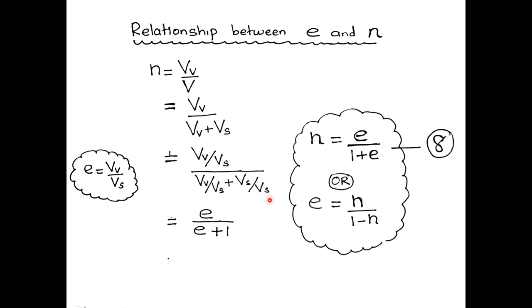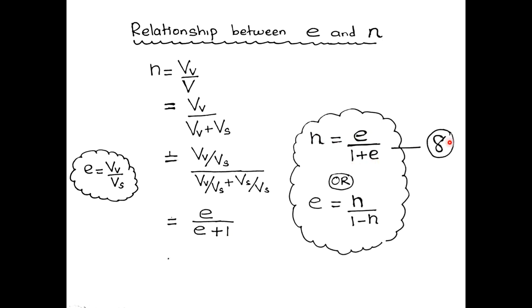Volume of voids divided by Vs, and the denominator also divided by Vs. Volume of voids over volume of solid is equal to void ratio. That is the definition. This one is also void ratio plus 1. That is, porosity is equal to void ratio over 1 plus void ratio.